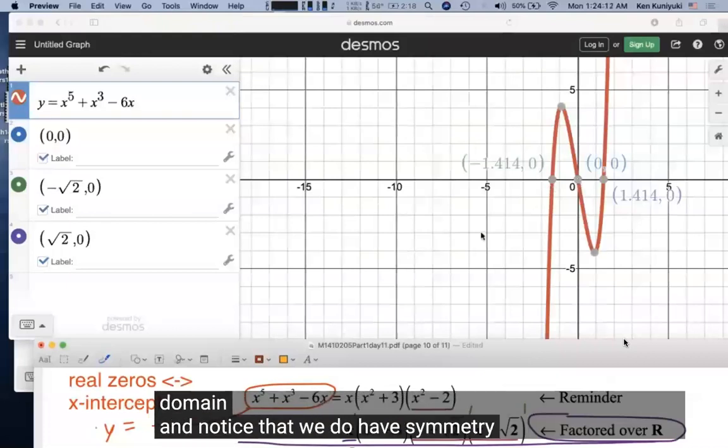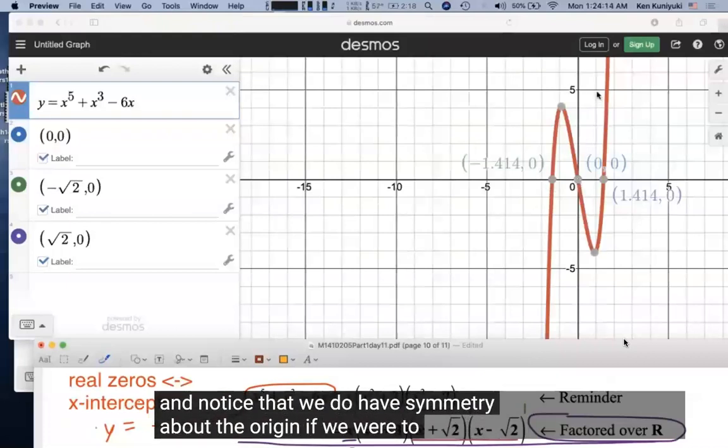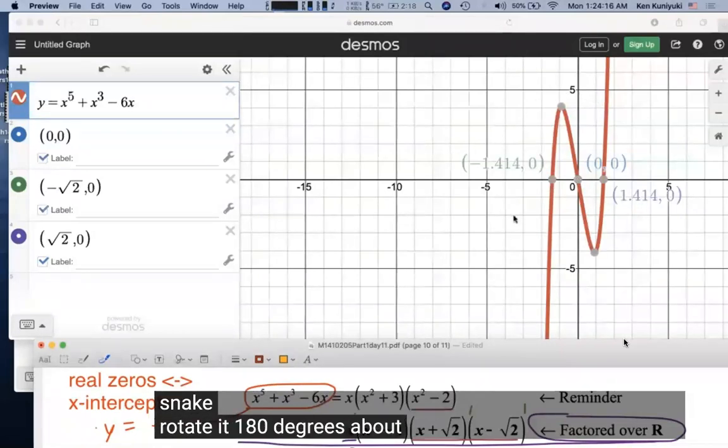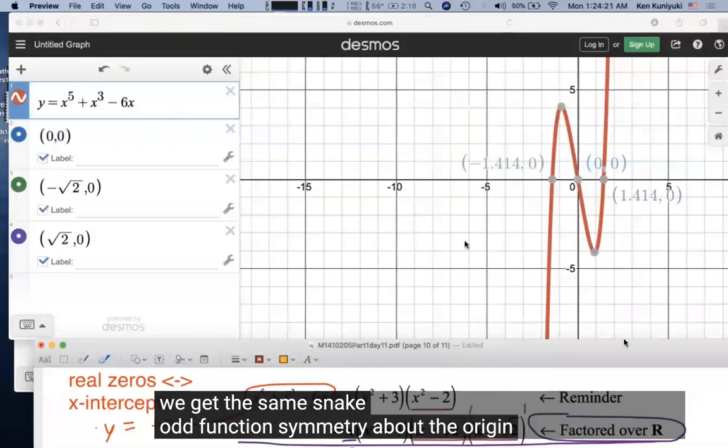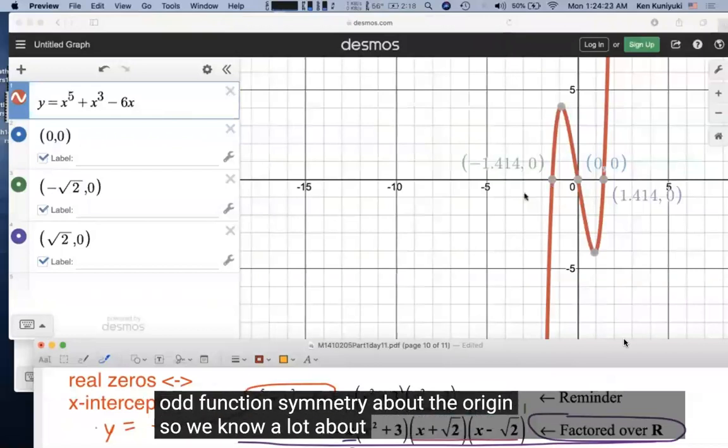And notice that we do have symmetry about the origin. If we were to take this snake, rotate it 180 degrees about the origin, we get the same snake. Odd function, symmetry about the origin. So we know a lot about the graph of this thing.